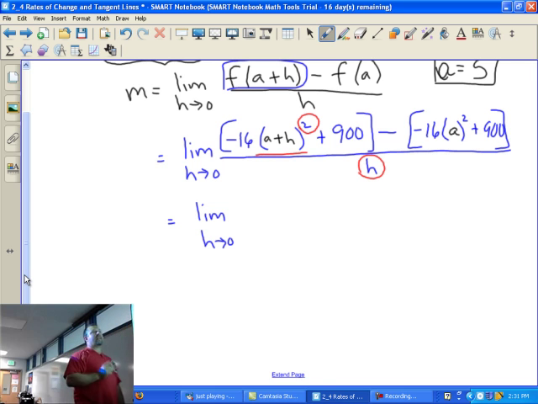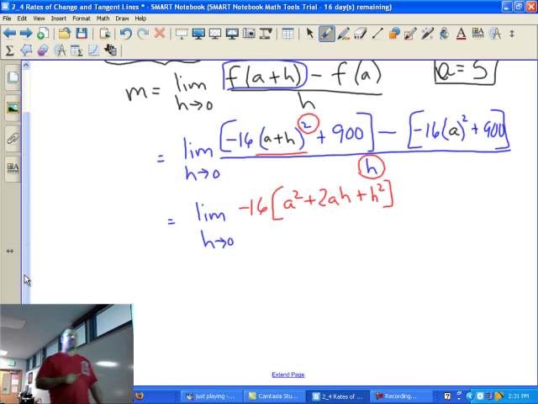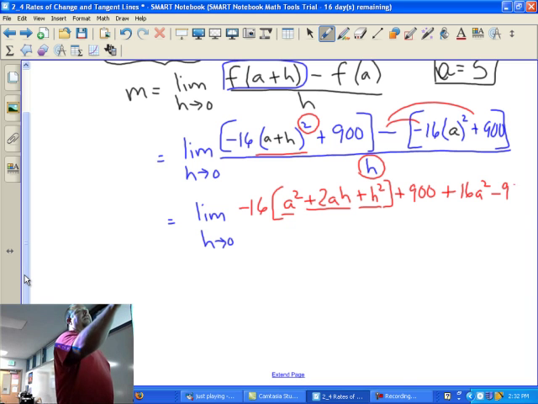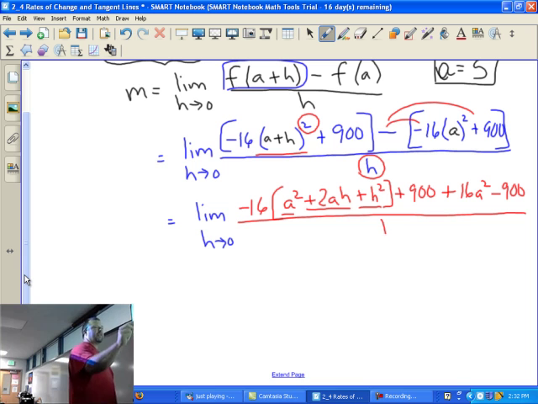I've got to square a plus h, which means I've got negative 16 times. Now I would suggest you learn how to make sure you square this quickly so you save yourself some time. A plus h quantity squared, if you FOIL it out, is the first term squared plus the last term squared plus double their product in the middle. That's 2a plus h's. Then we've got plus 900. Then I'm going to distribute this negative sign so it becomes plus 16a squared minus 900, all divided by h.